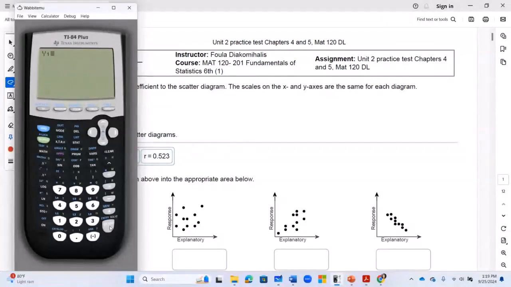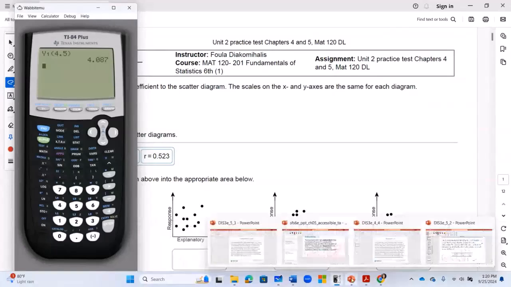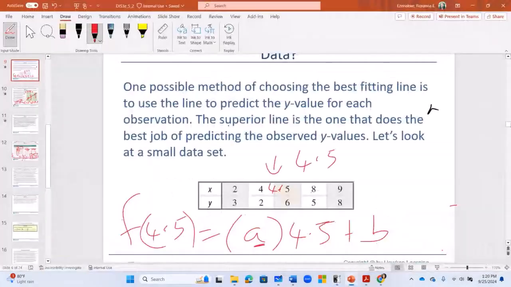For the equation in y1, that's what I do. Vars, Y-vars, function Y1. So parentheses, what is it I'm told to evaluate? I'm told to evaluate 4.5 from my graph. And if I hit enter, the value at 4.5 from my graph is 4.087. So what I'm doing is interpolation. I'm estimating a value from my graph.